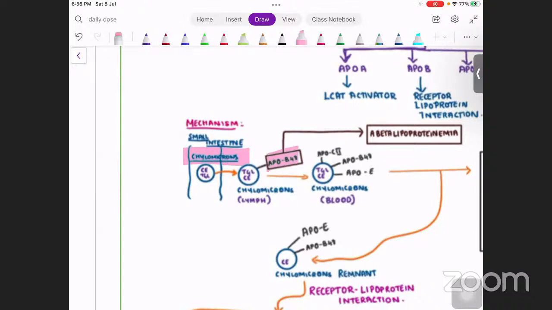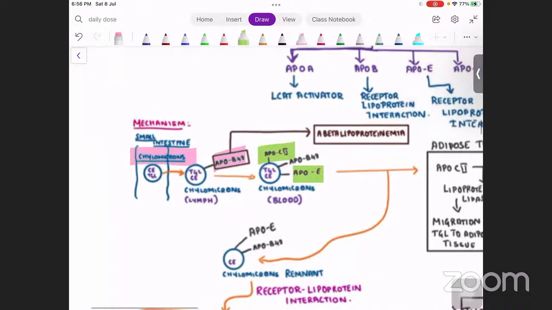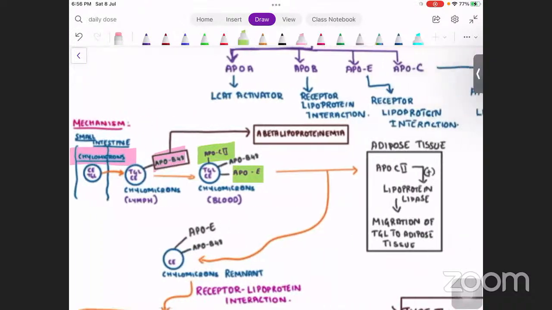The chylomicron ApoB48 complex will leave the intestine, go to the lymph, and then from the lymph to the blood. Blood is a circulatory fluid, right? Obviously collision will happen, so it will combine with ApoC2 and ApoE. Two other apoproteins come and attach to them. So in the blood, you have chylomicrons presenting along with ApoC2, ApoE and ApoB48.